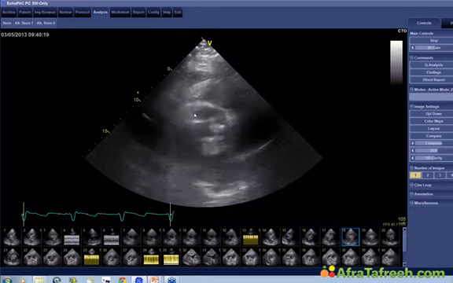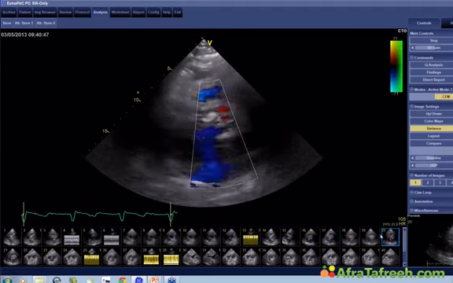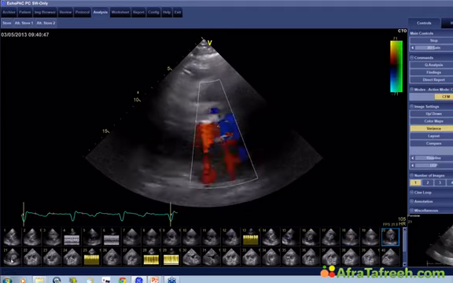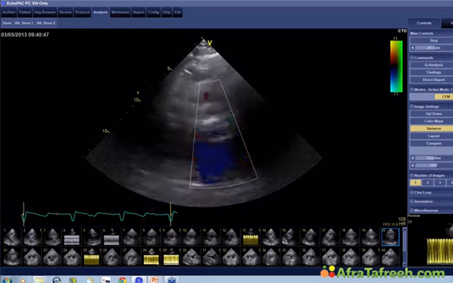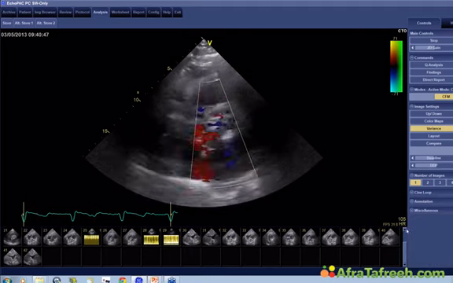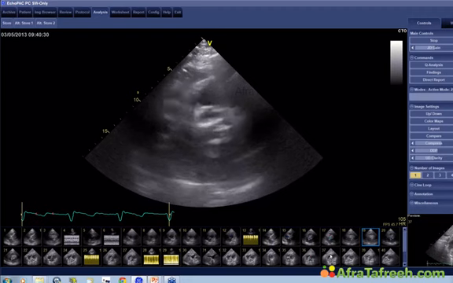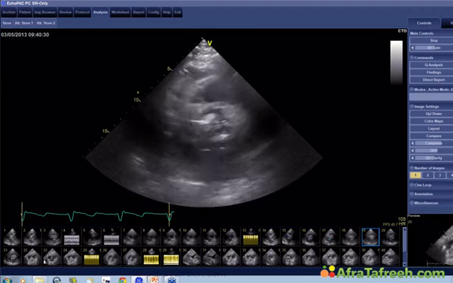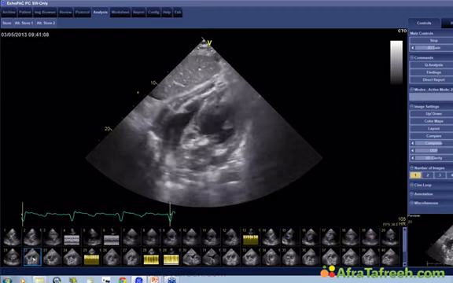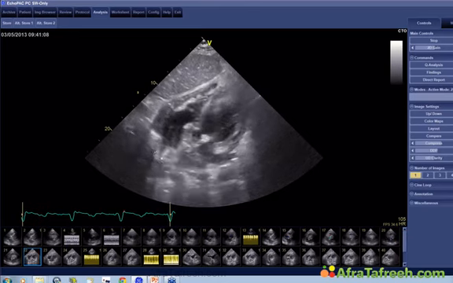Okay, short axis view of the aortic valve. Is this a normal aortic valve, or do you think the patient has aortic stenosis maybe? Okay. Another short axis view. The apical views are very difficult to get from the patient, so I'm using a subcostal view.